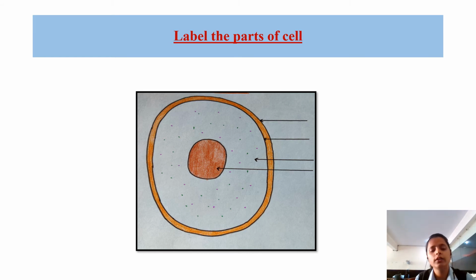Yes, so I have already given a broad description about the cells and the parts of the cells, and I want you to label each part of the cell. So now let's label the parts of the cell.